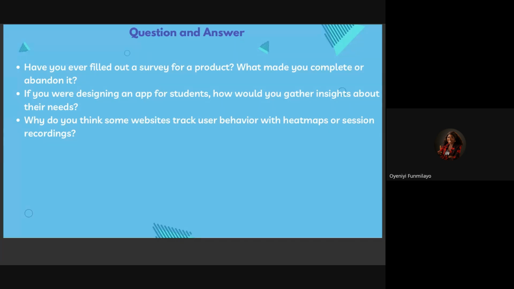Okay, next question. If you're designing an app for a student, not everybody, please, for a student, how would you gather insights about their needs? What would you do? Olawale, what would you do to gather their needs?